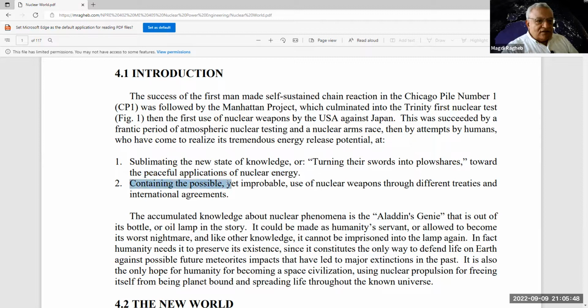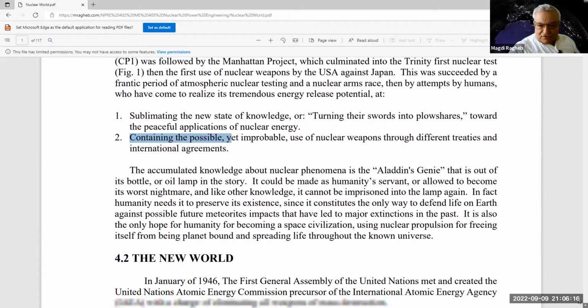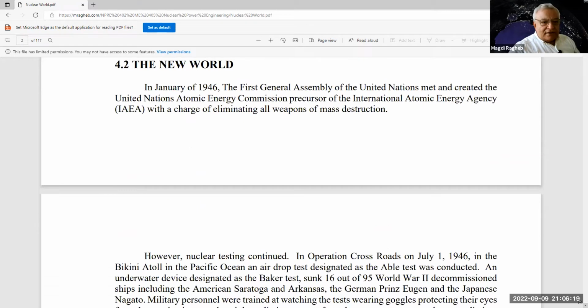And still the danger, and we live it today. A possible nuclear war is an existential kind of risk that can end our technological civilization. And so humanity also concentrated on trying to control the use of nuclear weapons through different treaties and international agreements. So I would like you to read whatever I'm not covering today in the chapter along this line.